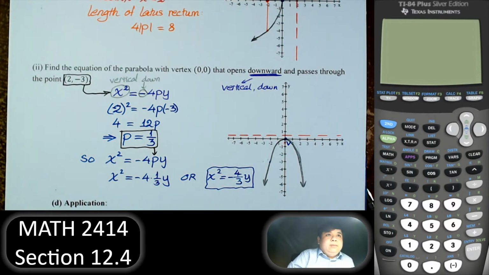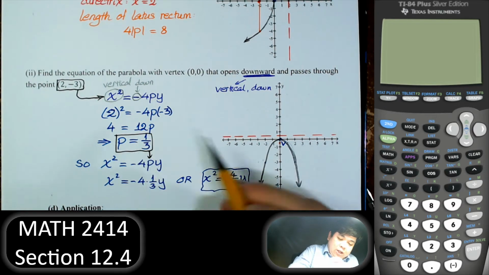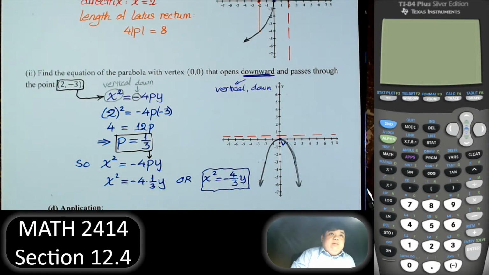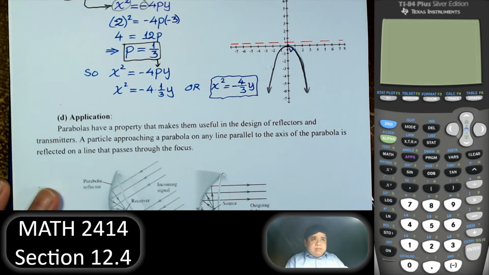Yeah. So p is 1/3, so it'll go 1/3 down from the vertex. We have the focus, and 1/3 up, we have the directrix. So that is the parabola. Right.